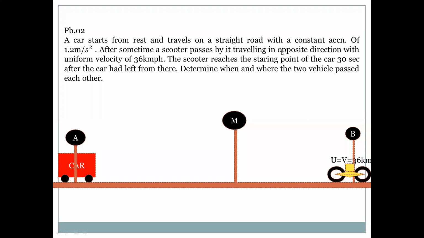After some time, a scooter passes by it, traveling in the opposite direction with the uniform velocity of 36 kmph. So scooter is having the uniform velocity, that is a constant speed of 36 kmph. The scooter reaches the starting point of the car 30 seconds after the car had left from there. Okay. Determine when and where the two vehicles pass each other. So we have to find out the crossing point of these two vehicles.